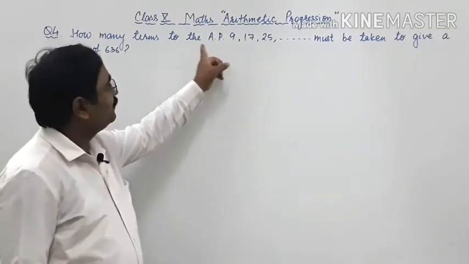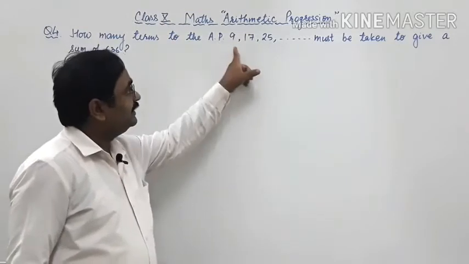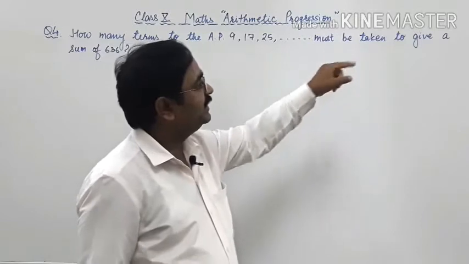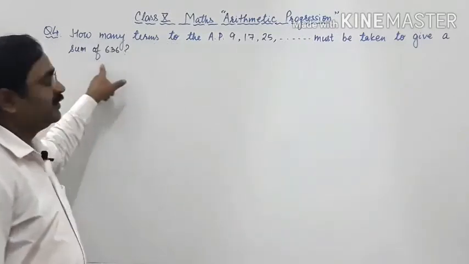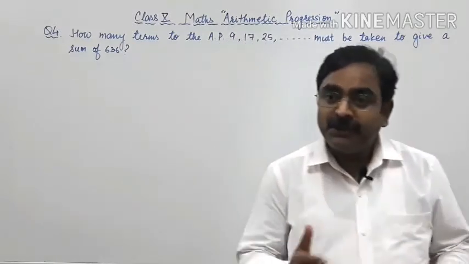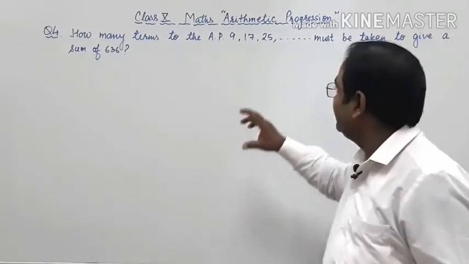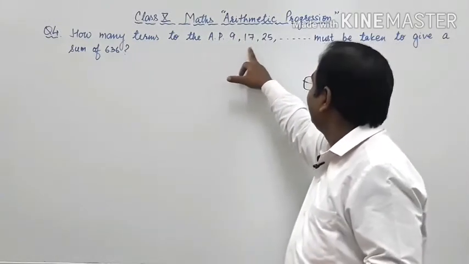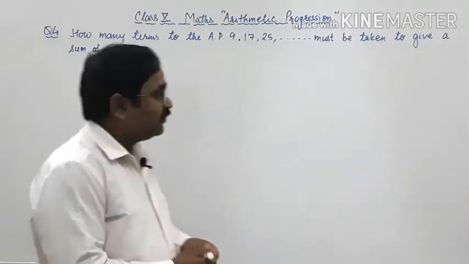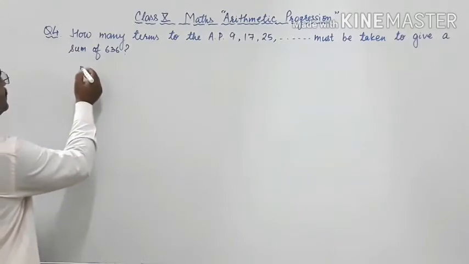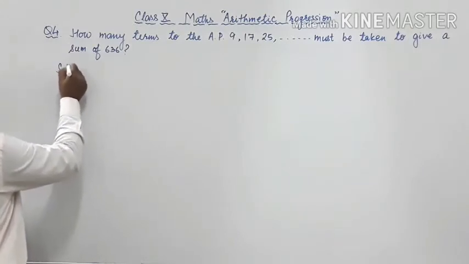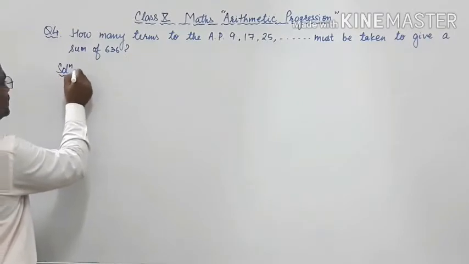How many terms of an AP 9, 17, 25 must be taken to give a sum of 636? Means how many terms of this arithmetic progression 9, 17, 25 we will take. The solution of this question is given.